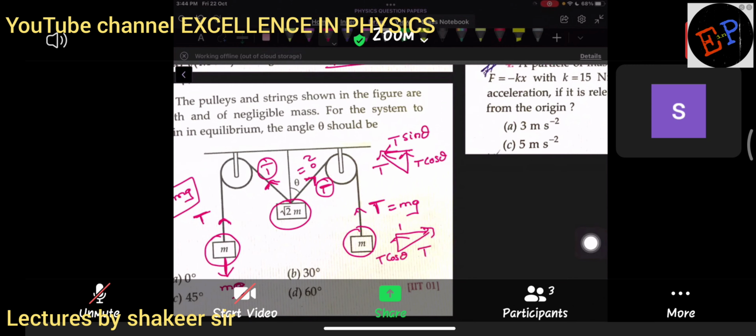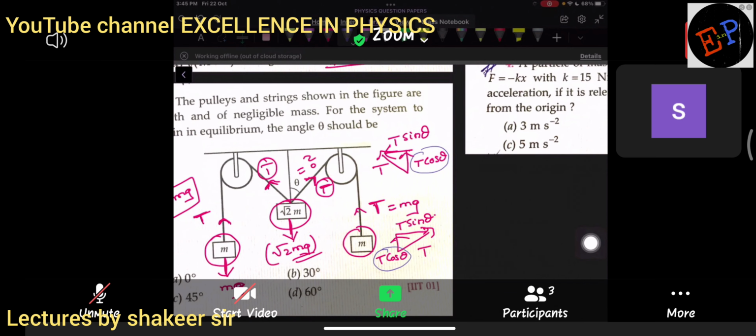Now, this root 2 mg should have been balanced by which forces? Root 2 mg is nothing but the weight of the block. Who is balancing that? T. 2T cos theta is balancing. This T cos theta and this T cos theta are acting in upward direction. What are the forces in upward direction? T cos theta, two forces which are acting in upward direction. So 2T cos theta must be balancing the weight of the body. What is the weight of the body? Root 2 mg. Clear now?